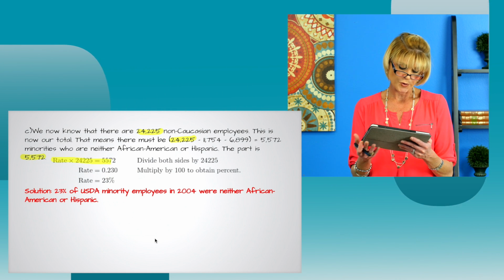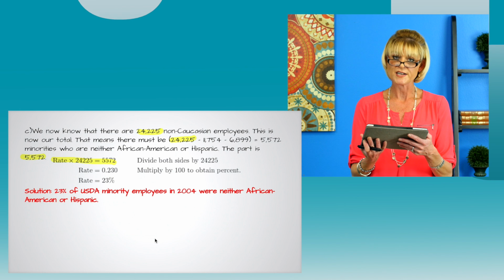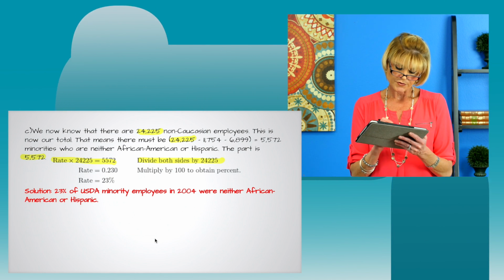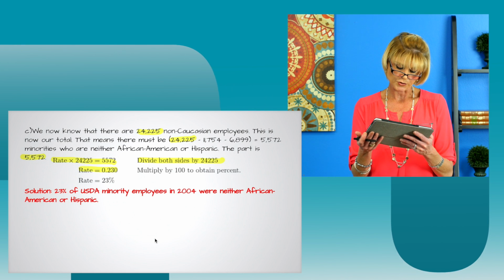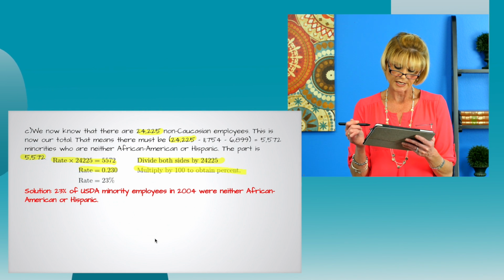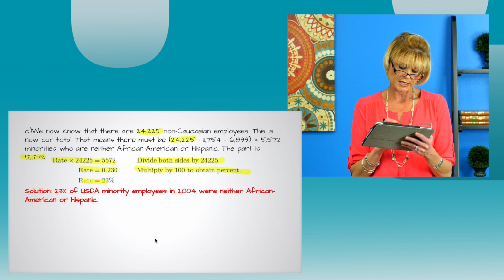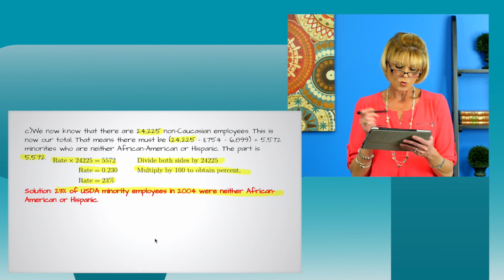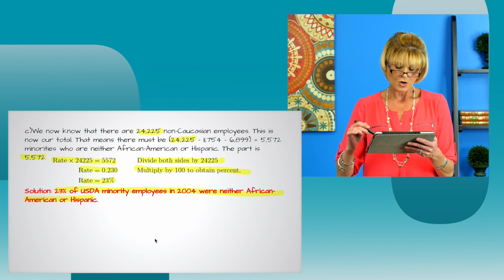The rate times 24,225 equals 5,572. Divide both sides by 24,225. The rate is 0.230. We'll multiply by 100 to obtain percent. The rate is 23%. So 23% of USDA minority employees in 2004 were neither African American nor Hispanic.